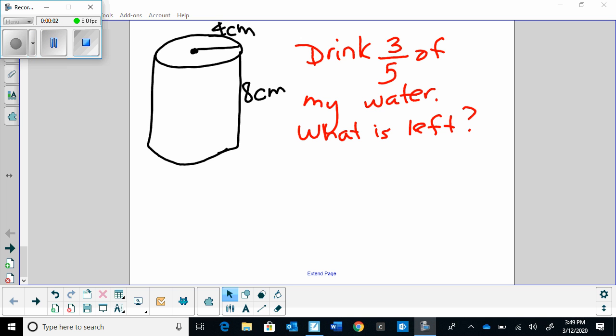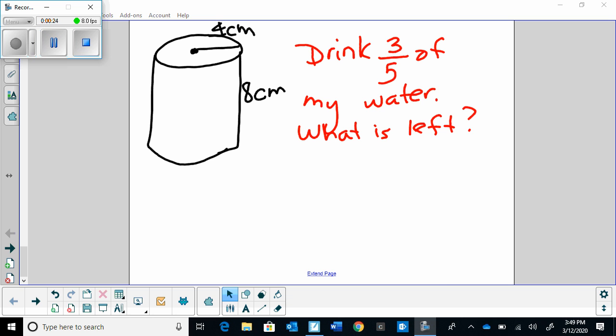All right, so when we look at this question, we need to use fractions when we're solving problems of this type. So I have a water bottle, its radius is 4 centimeters, its height is 8 centimeters. It's a really tiny water bottle, right? And I drink 3/5 of the water. What's left? So I drink 3/5 of my water bottle. If it was full, I drink 3/5 of that.